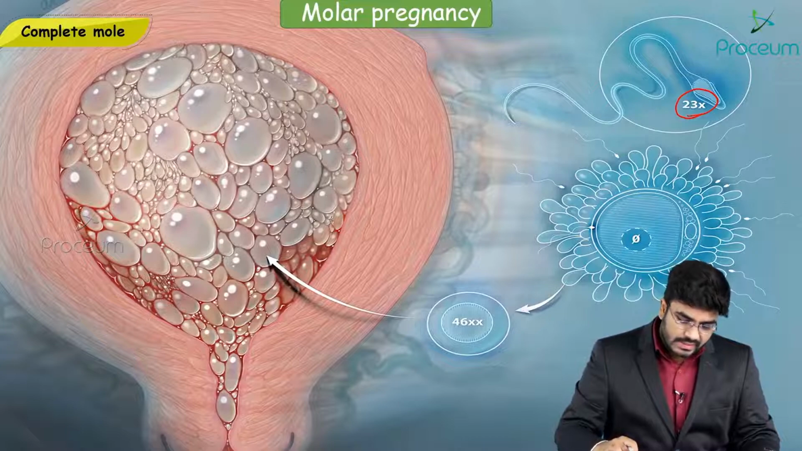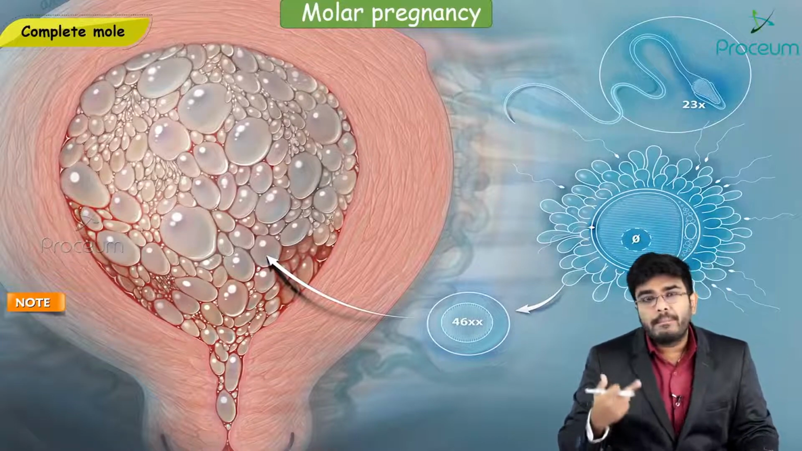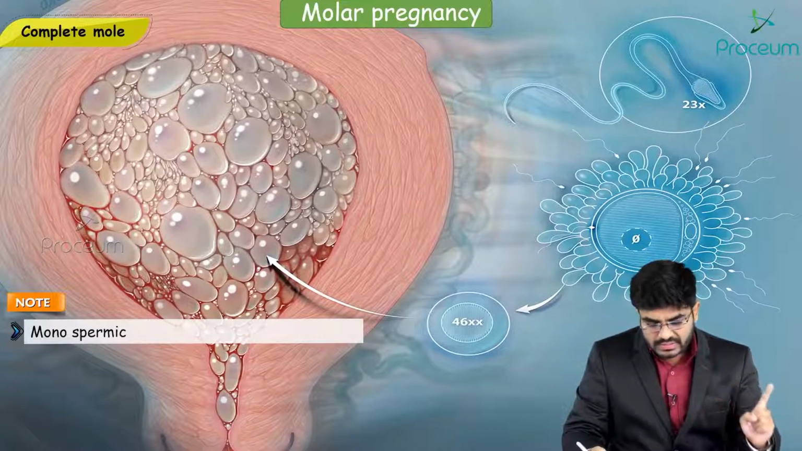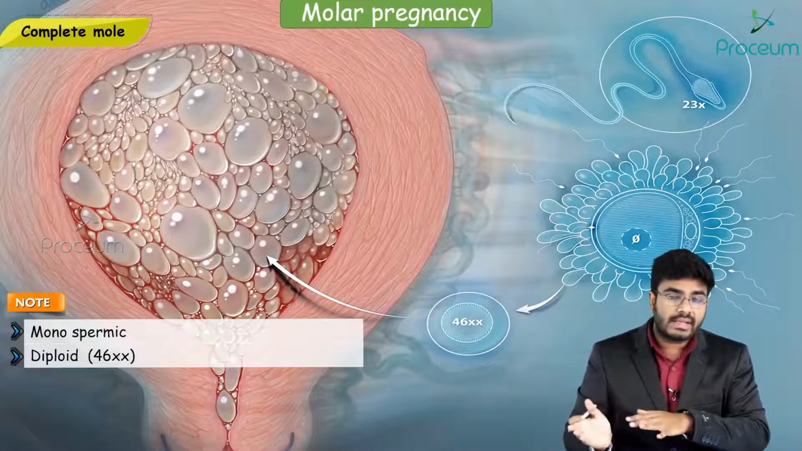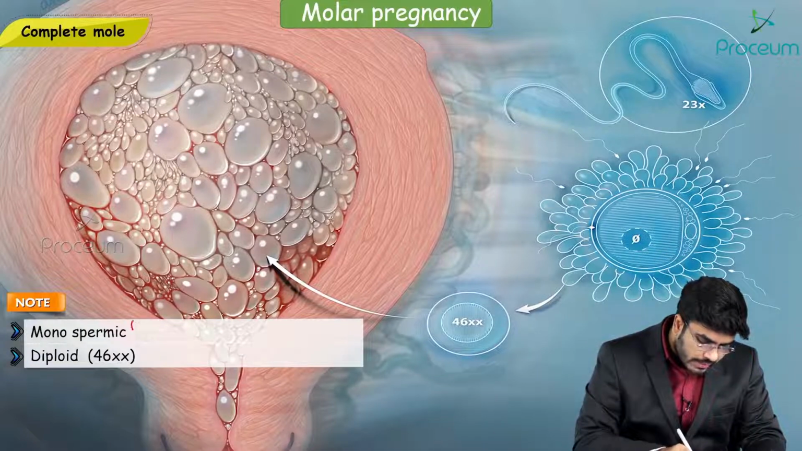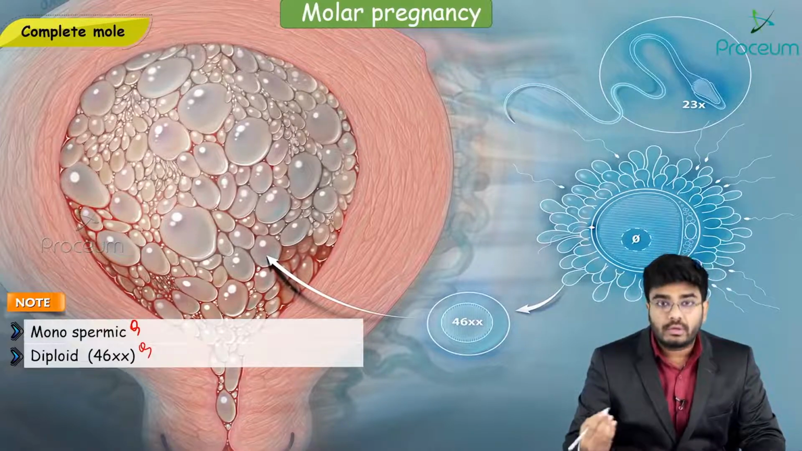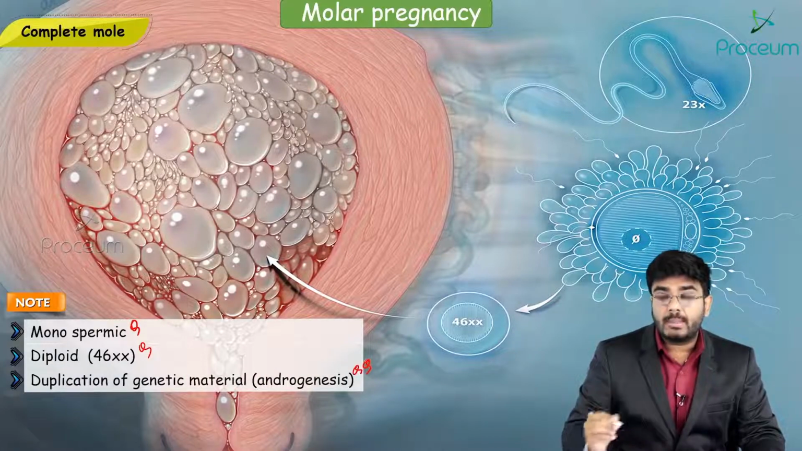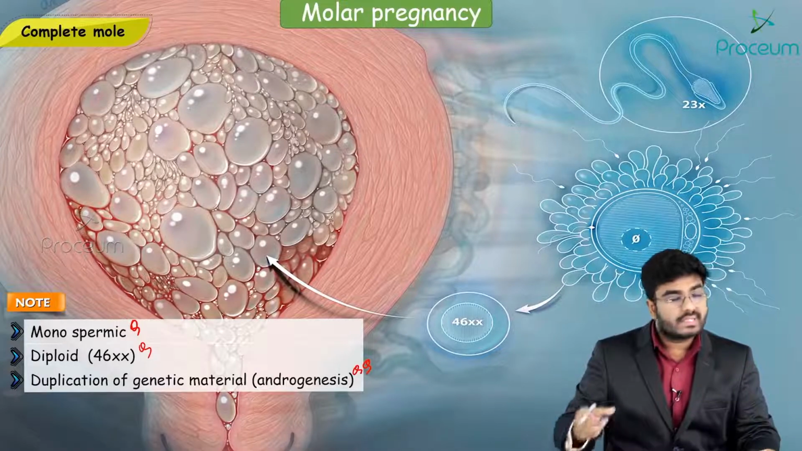Okay. Now, let's see a few important MCQs. Is this a condition of monospermy, bispermy or dispermy? This is a condition of monospermy. A single sperm is fertilizing. There are certain kinds where there will be dispermy also, that we will discuss in the next slide. But for now, it's a monospermic condition, a sperm fertilizing an empty ovum, and you are going to have a diploid condition, 46XX, which is the most common karyotype seen with complete mole. We have seen that, and the duplication of the paternal genetic material that is happening is known as androgenesis. They can directly ask you, is androgenesis happening in partial mole or complete mole? It's happening in complete mole.